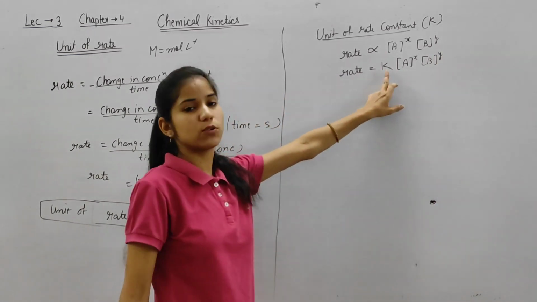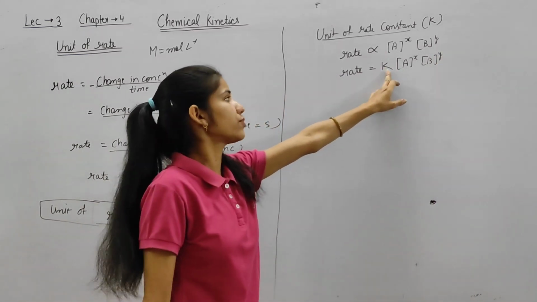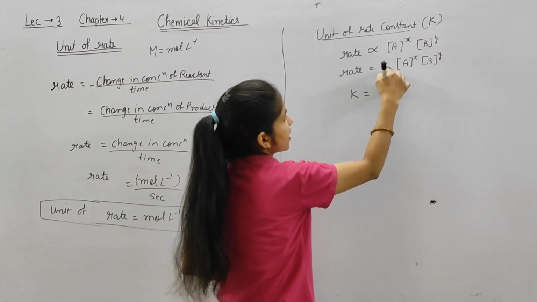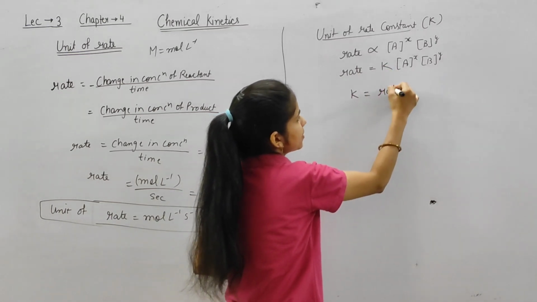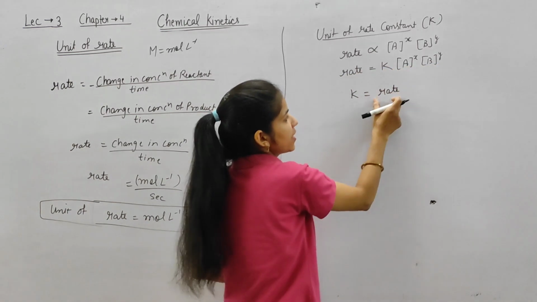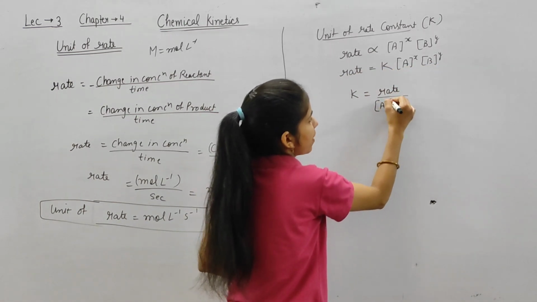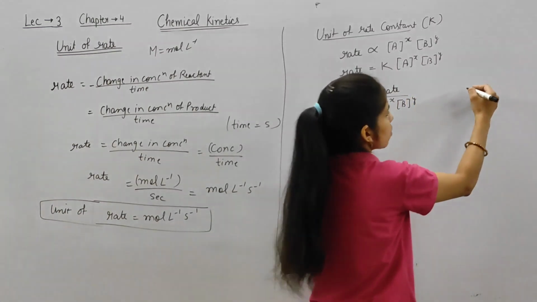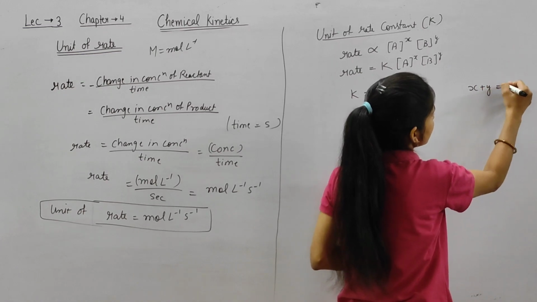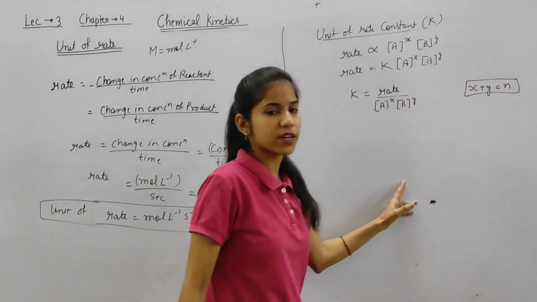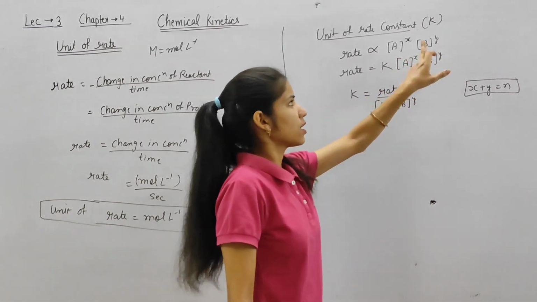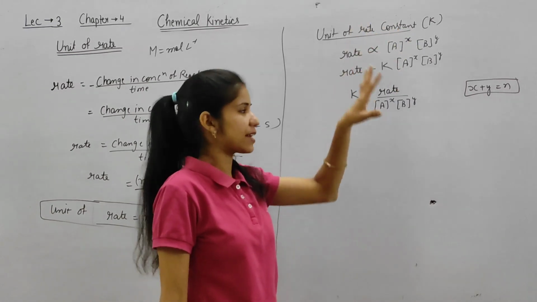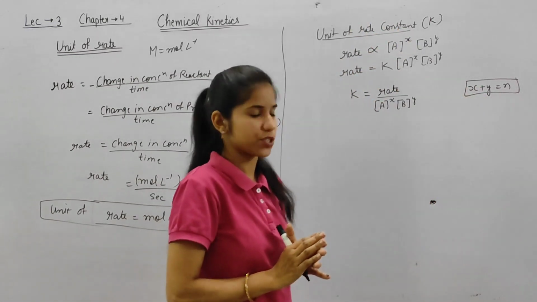Now we have to find out the unit of this K. K would be equal to rate divided by A raised to the power x, B raised to the power y. And we know what is order. Order is equal to x plus y, this is equal to n. Order is the sum of the powers of the molar concentrations present in the rate law. This is the order of a reaction.